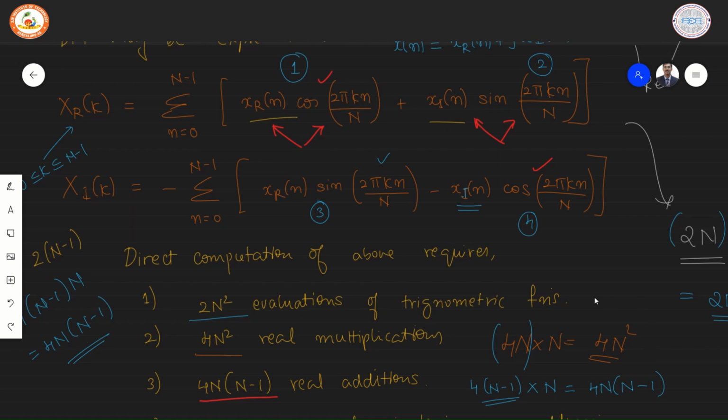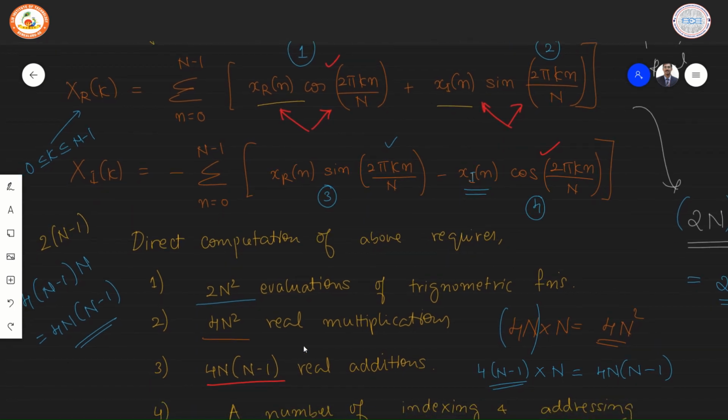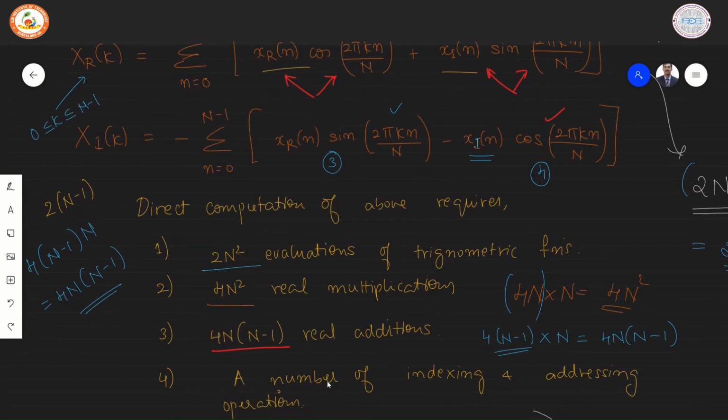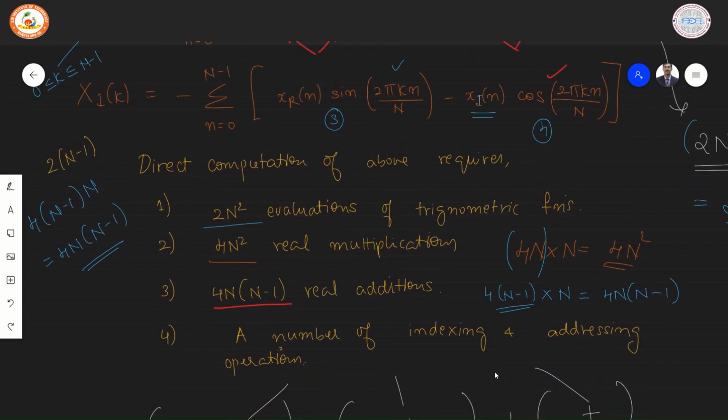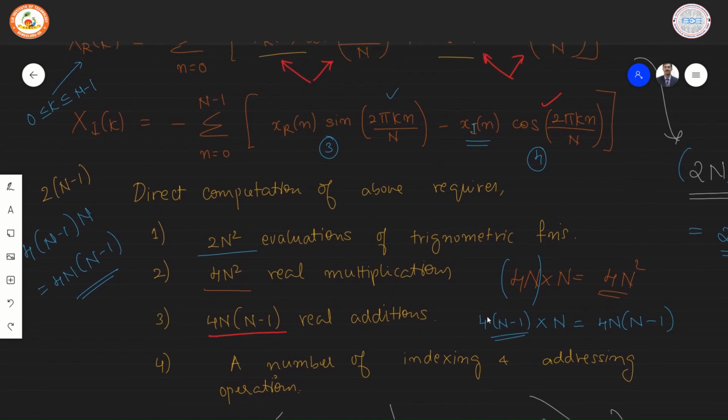On similar lines, we can evaluate the number of real additions to be 4N into (N minus 1). The number of indexing and addressing operations are also involved. Hence, in conclusion, we can say that the computation of DFT and IDFT is a complex task.